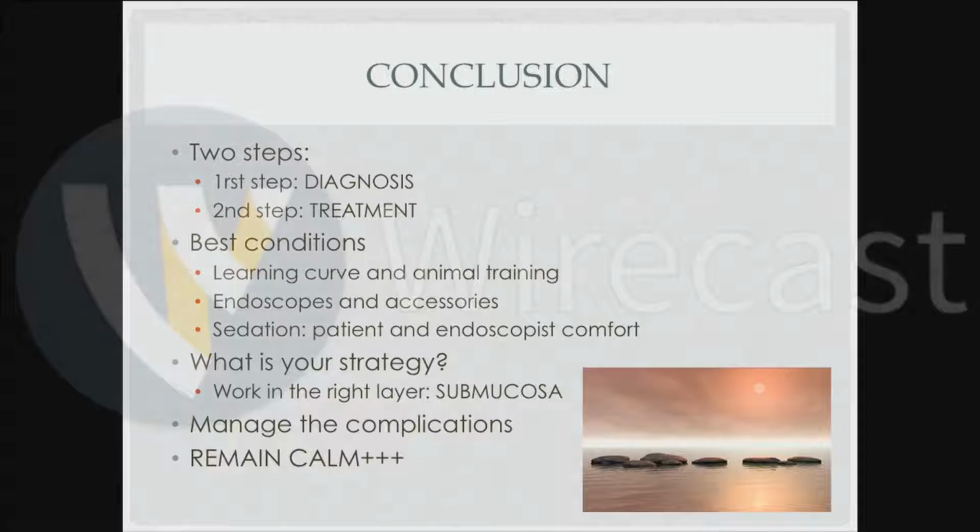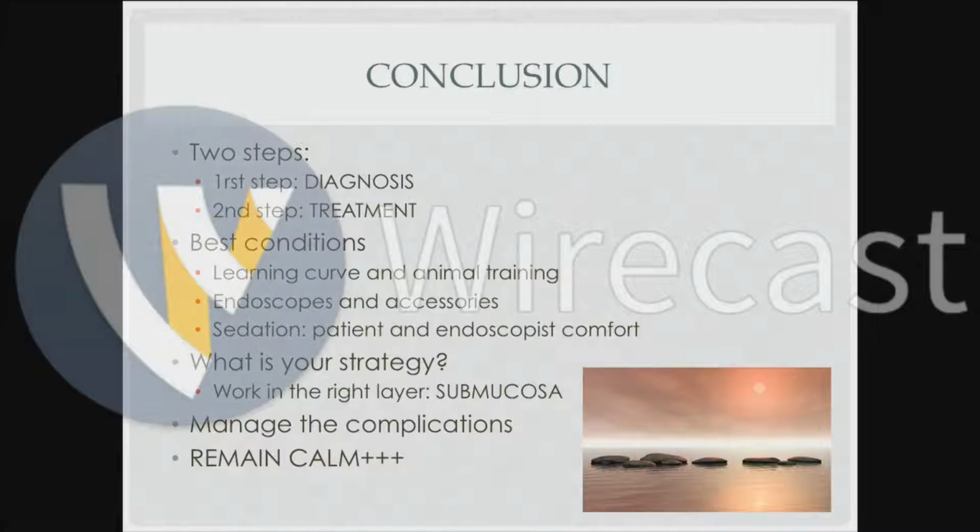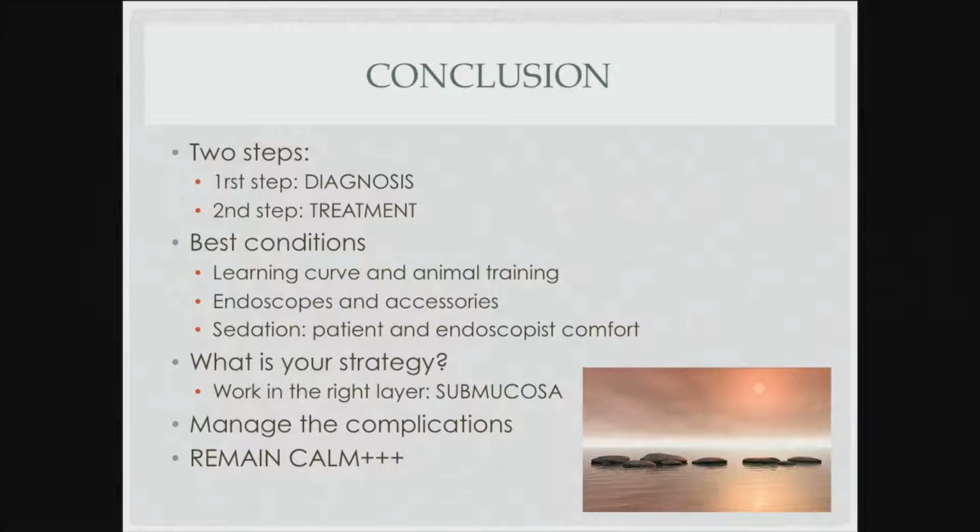Then I would recommend you to do at least 20 cases on animals, but it's okay. Perhaps other experts can say more or less. And before the 20 cases on animal model, I recommend you to begin in an easy location for tumor. Easy location means lower rectal lesion or stomach in the antrum.